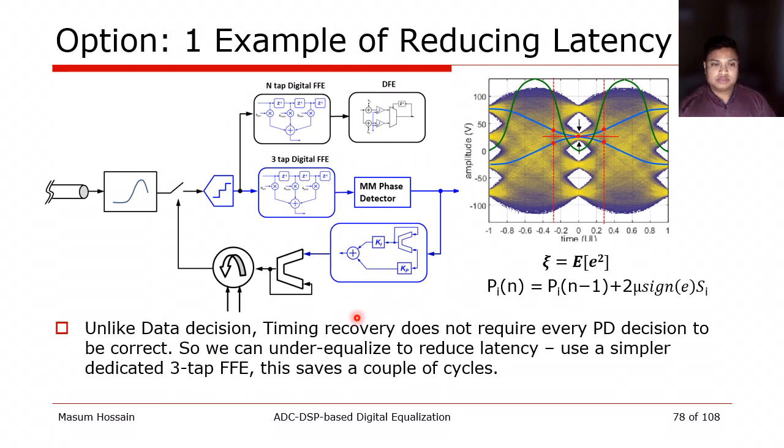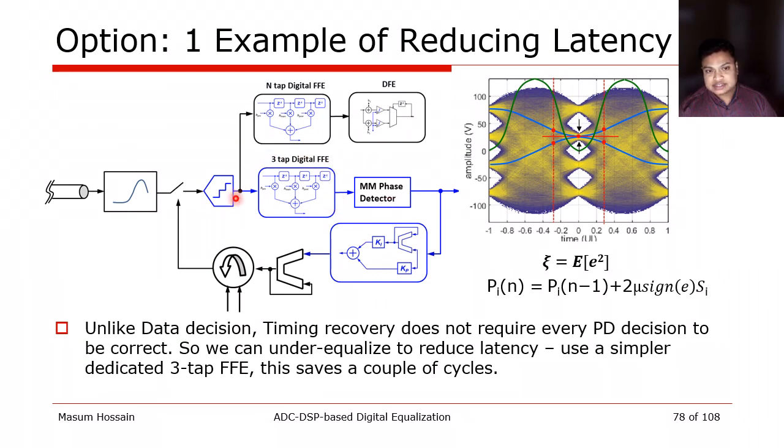Now let's find a way how we can avoid this latency issue. We recognize that there is a unique difference between data detection and timing recovery. Data detection requires every bit to be detected correctly to achieve a BER of 10 to the minus 6, but timing recovery needs to be locked only on average. Therefore, the data samples and the PD decisions' accuracy can be somewhat sacrificed.